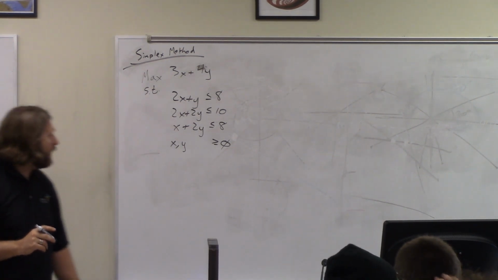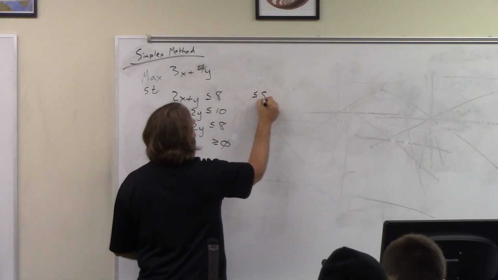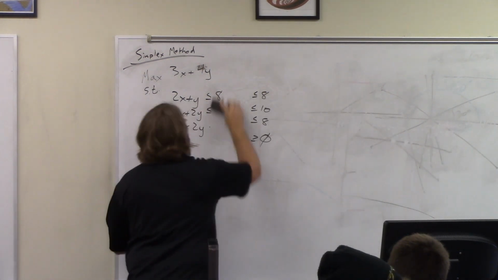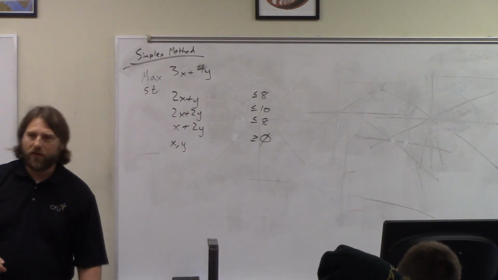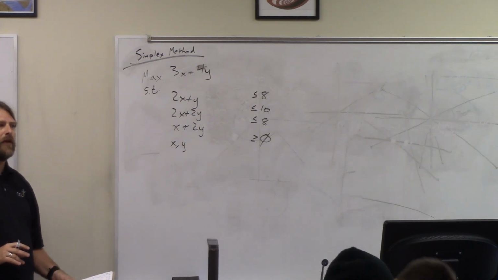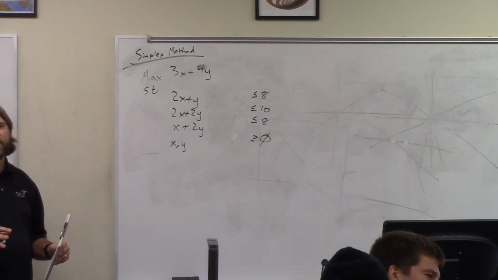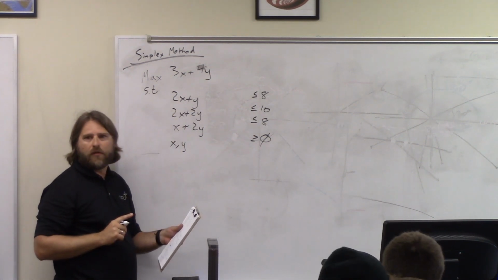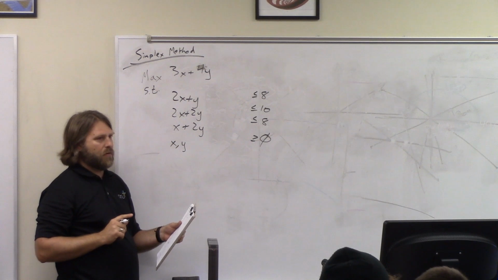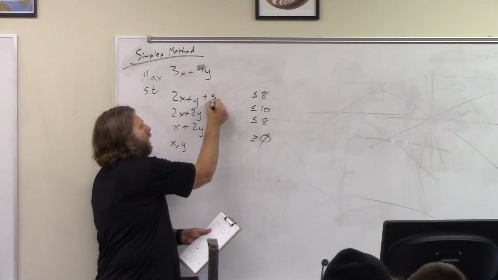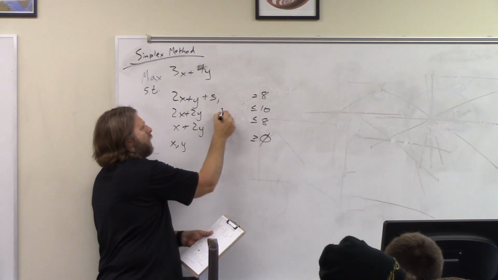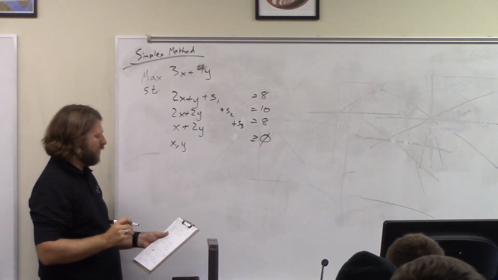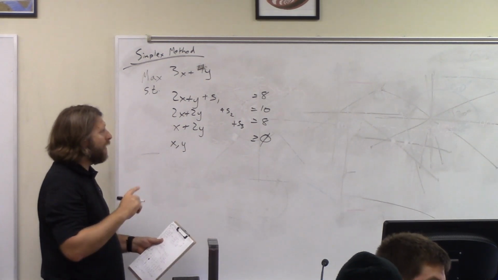Now, we already made one step in this process earlier in the semester by switching to standard form, right, and inserting our slack and surplus variables. So help me out here. How do we transform this into standard form? What do we do? Plus S1. And no, they were all less than or equal.